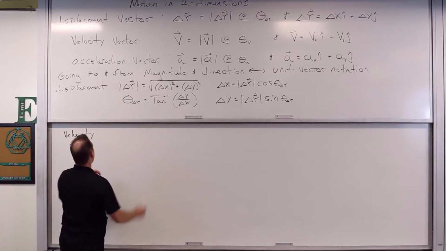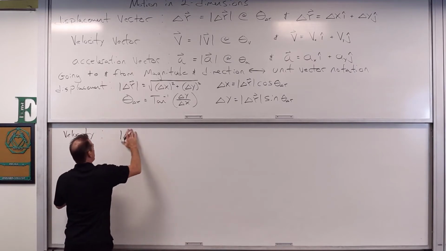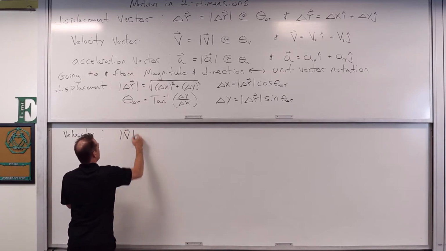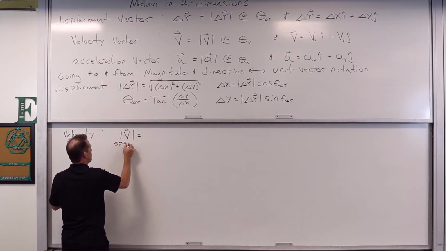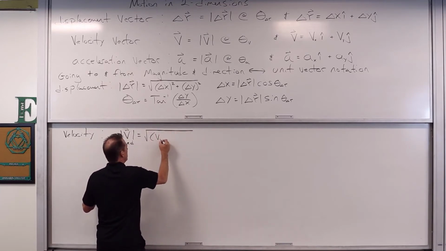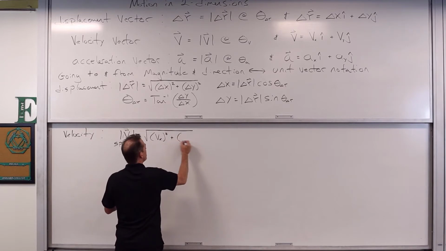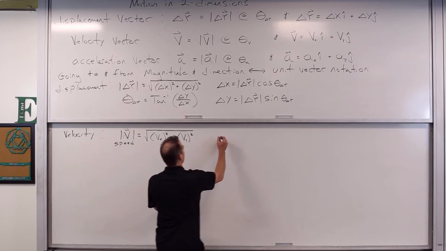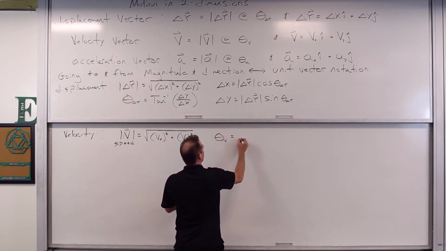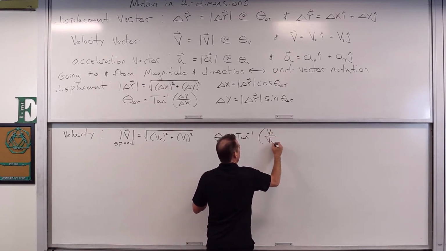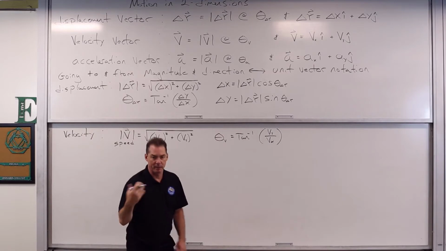Velocity. We've got that the magnitude of the velocity, which again is the speed, is equal to the square root of the x component of velocity squared plus the y component of the velocity squared. And theta sub v is gotten by looking at the arctangent of v sub y over v sub x. Again, these thetas are with respect to the positive x direction.